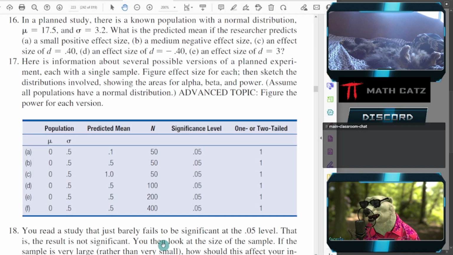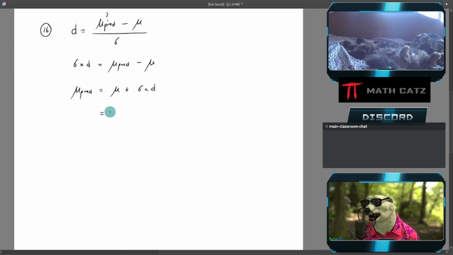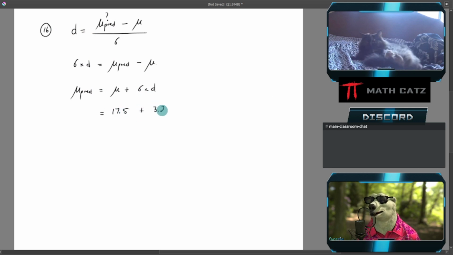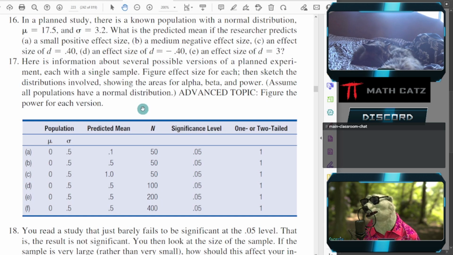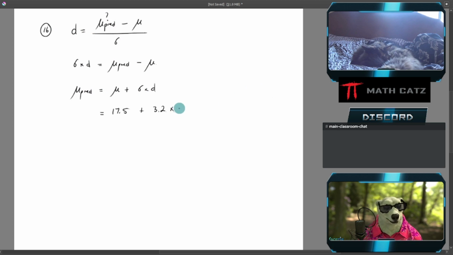Let's just make sure we have a 17.5 and a 3.2. So 17.5 here, 3.2 for sigma, and the effect size that they are hoping for or interested in. Firstly, a small positive effect size. So then when I look at the classification, that'll be 0.2. And I get an answer here.